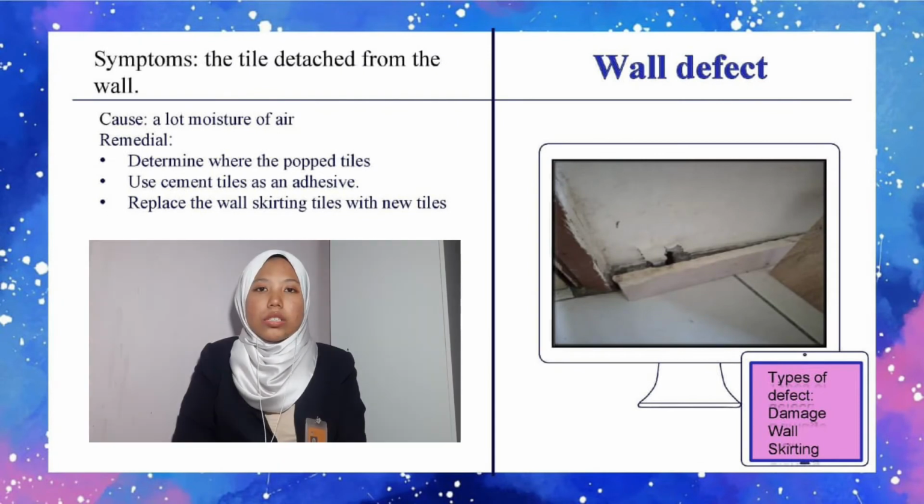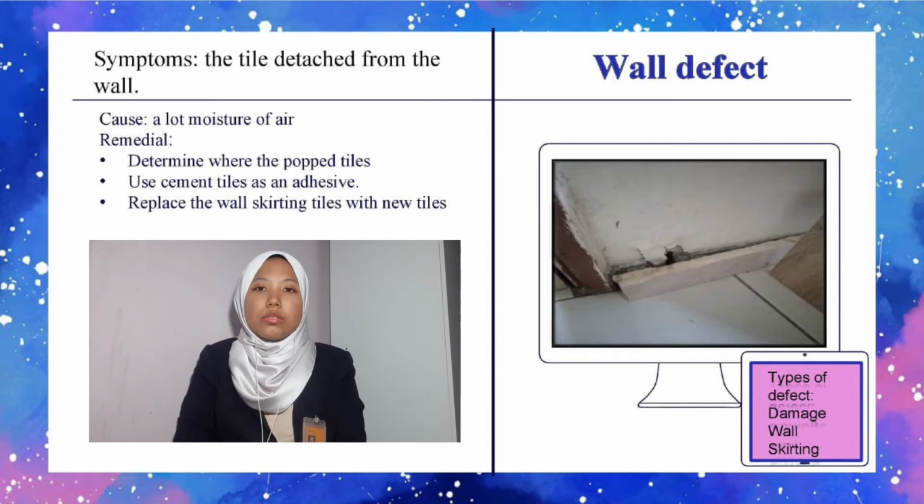The next slide is also a wall defect. The damaged wall skirting is the type for this defect. The tiles have come loose from the wall. It has a negative effect on the individuals who live there, since the sharp edges of the tiles can cause injury to the residents.